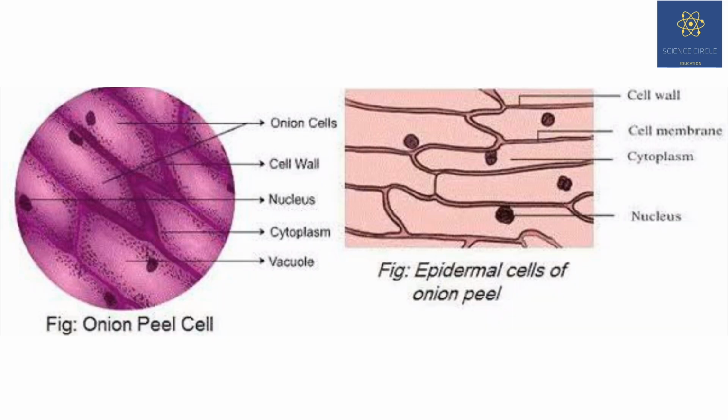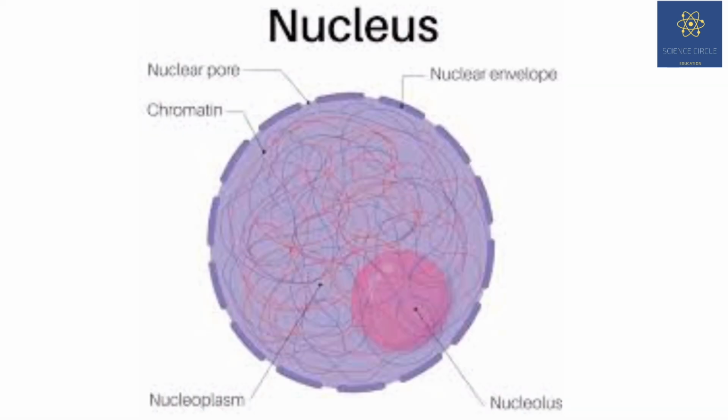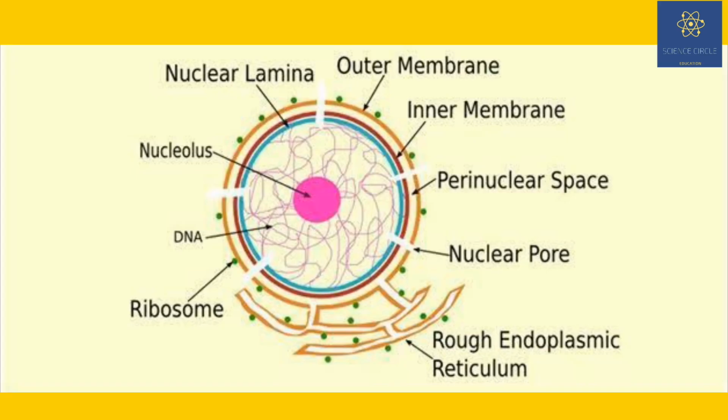As I have discussed in my previous video, when we prepare a slide, the dark stained, centrally placed component present in each cell, whether plant or animal, is known as the nucleus. Let us discuss the structure of the nucleus in detail.